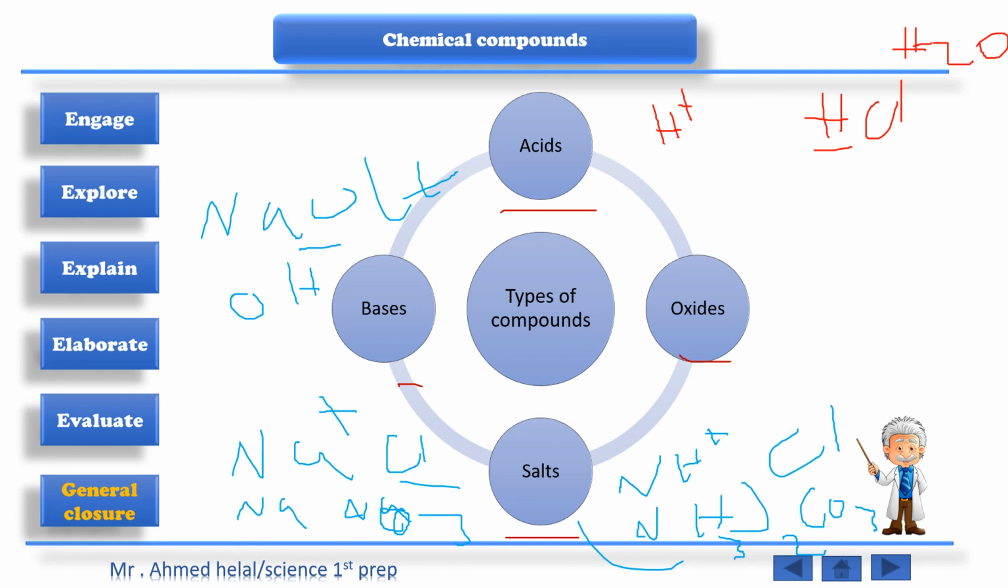And we have oxides. Oxides, this is a combination between a metallic or non-metallic element with oxygen. For metallic, like MgO, this is a metal and this is a combination with the oxygen, so it's a metallic oxide. And we have non-metallic oxide like CO2. This is non-metal, so it's a combination between non-metal and oxygen, so it's a non-metallic oxide.